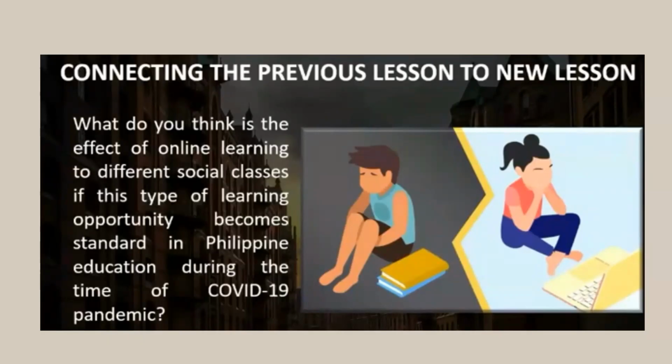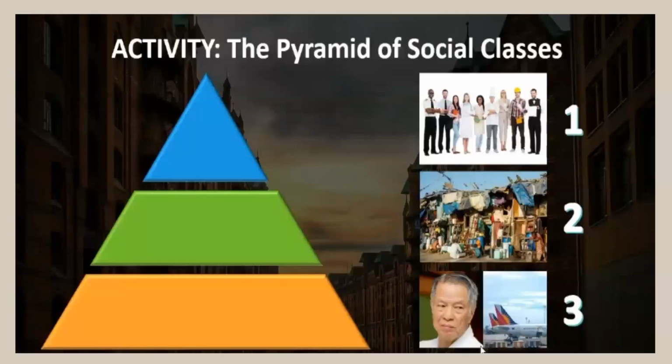So basically, may mga tao o grupo ng tao na hindi afford ang online class. Siyempre, sila yung mga nasa lower class. Hindi katulad ng mga nasa middle class at upper class na meron silang opportunity to buy gadgets that can help them para makapag-online class. And then, siyempre, the stable internet connection na hindi kayang ma-acquire ng mga nasa lower class. So that's why our lesson for today is the pyramid, or social classes, or the social stratification.